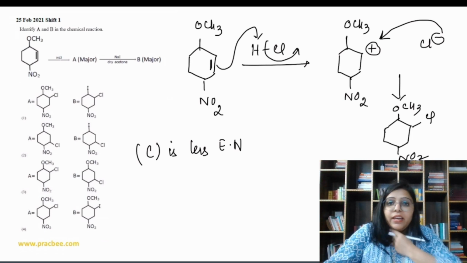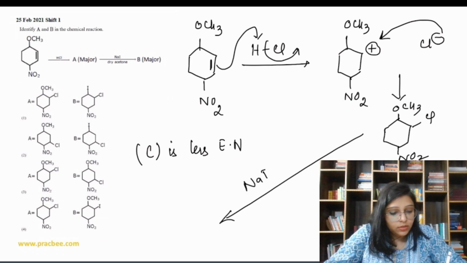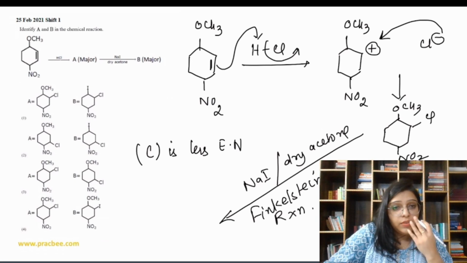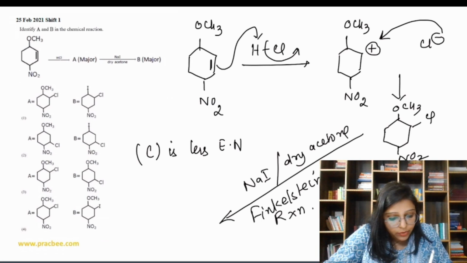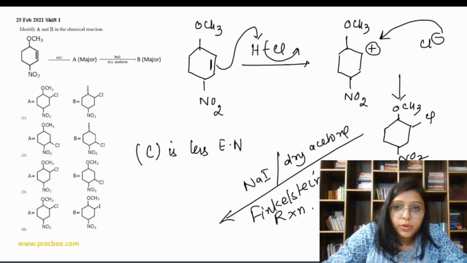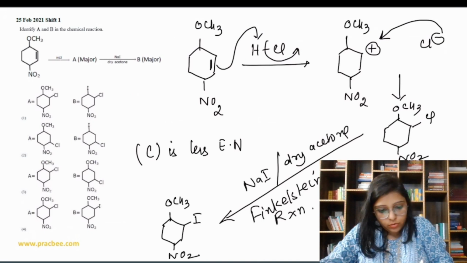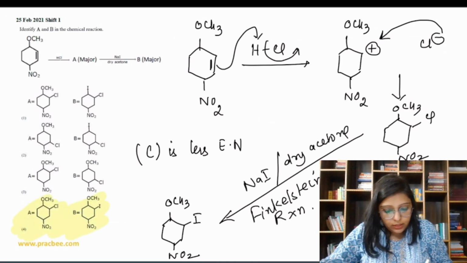Now we have NaI in dry acetone. Which reaction is this? Finkelstein reaction, right? So by Finkelstein reaction, we can form the iodo derivative, or we can say iodine derivative. So now what are we going to write? As per this, we get option D as the correct answer. So we get this one, OCH3, iodine and NO2. So option 4 is going to be the correct answer.